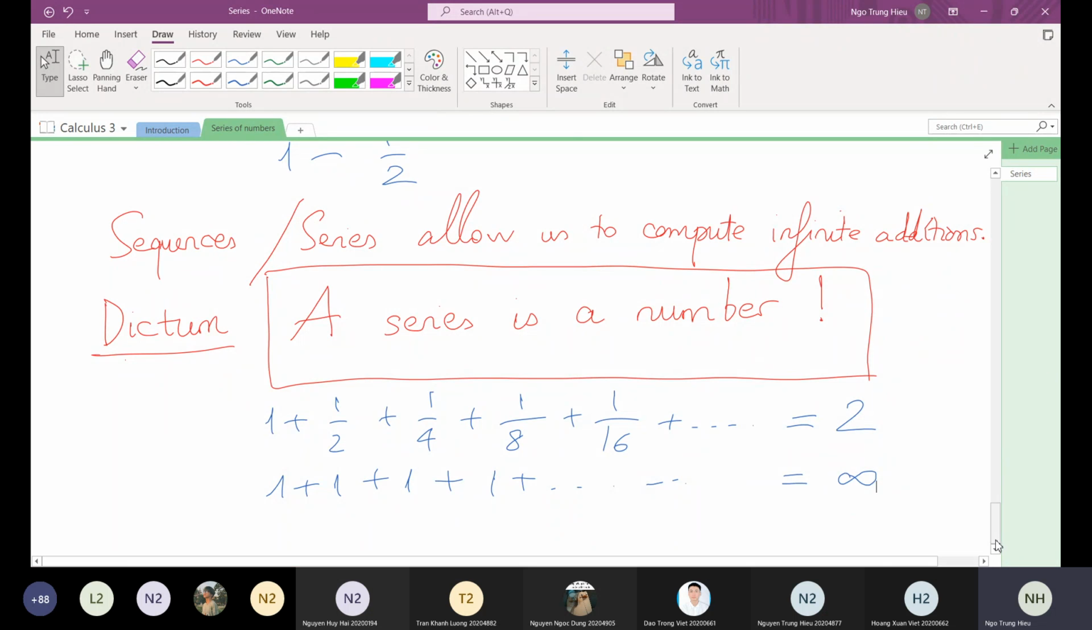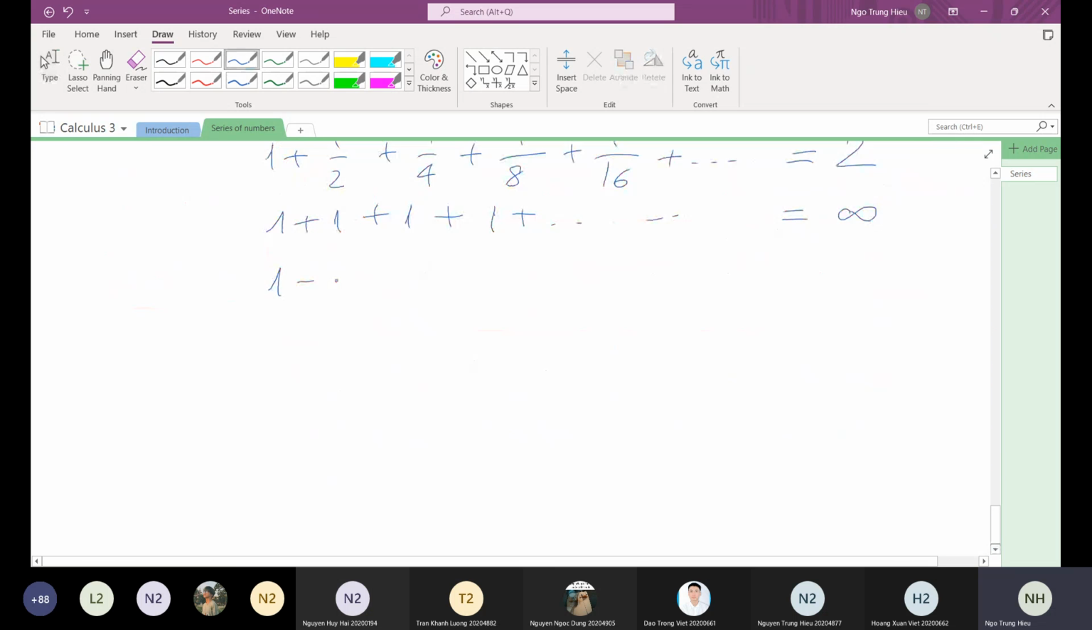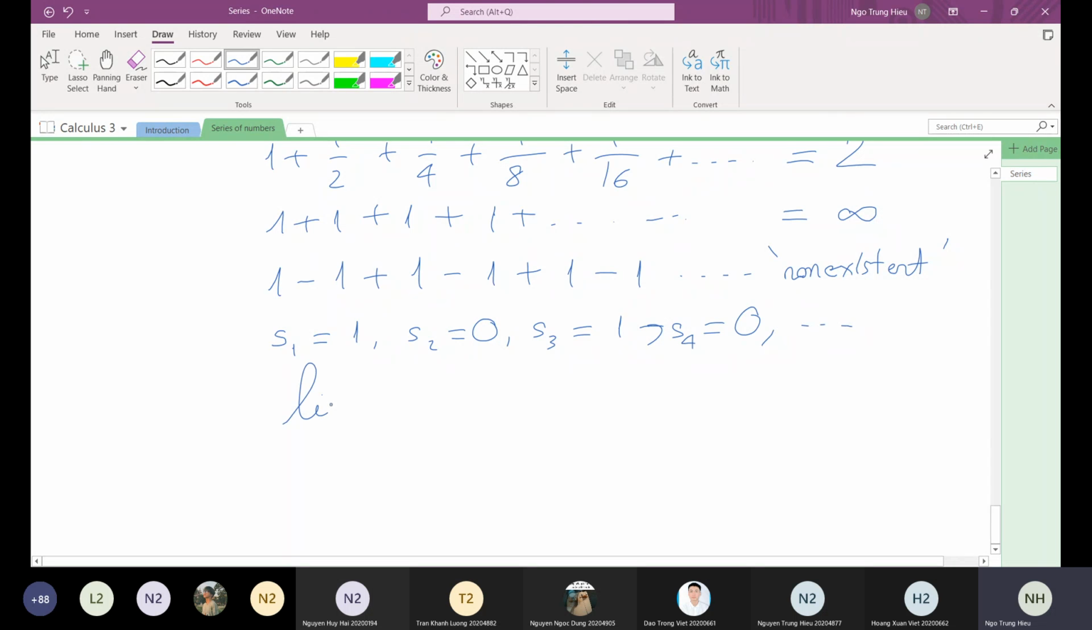We add infinity to our number system. And now we add another kind of number, like 1 minus 1 plus 1 minus 1 plus 1 minus 1 and so on. This is a kind of non-existent number, a number which doesn't exist, because in this case the partial sums are s1 equals 1, s2 equals 0, s3 equals 1, s4 equals 0, and so on. So the limit of s sub n as n goes to infinity doesn't exist, because it's just the sequence 1 0 1 0 1 0, which doesn't have any limit.